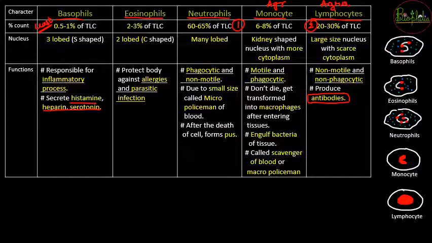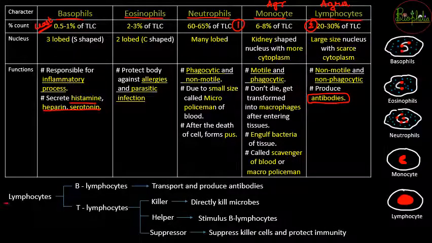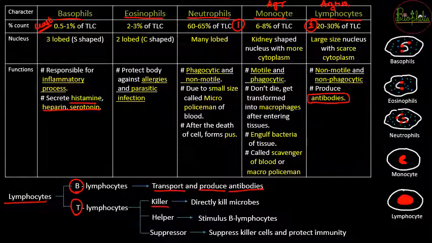Now in lymphocytes too there are various types. Two types of lymphocytes are present in your body: B lymphocytes and T lymphocytes. B lymphocytes function in the transport and production of antibodies. T lymphocytes have different types in them: killer T lymphocytes, helper T and suppressor T cells. The killer T directly kills the microbes.